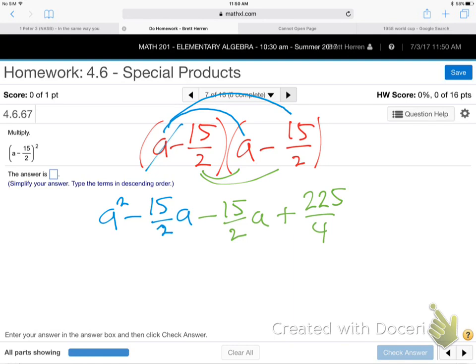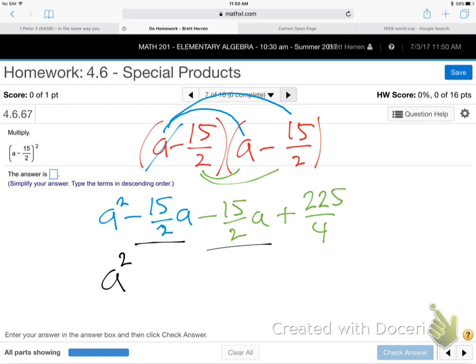Is that okay so far? Okay with those fractions, those results? It's a squared, and then minus 15 halves a, minus 15 halves a. What do we do with those two in the middle? They have a common denominator, right? So we can do it, right?